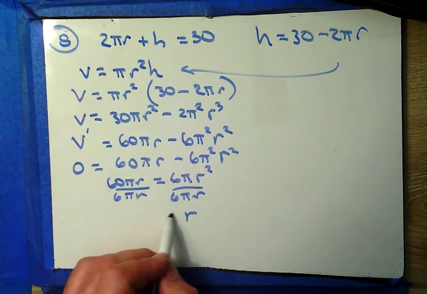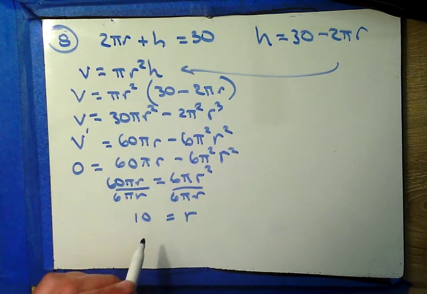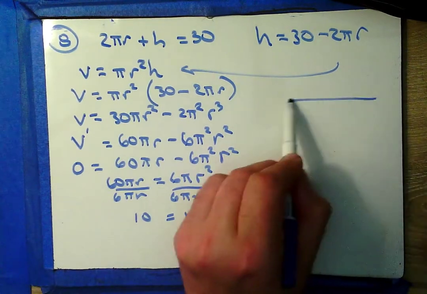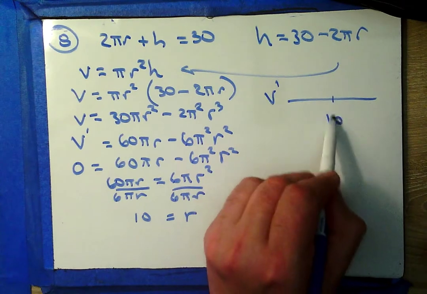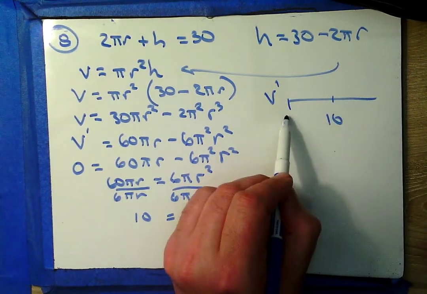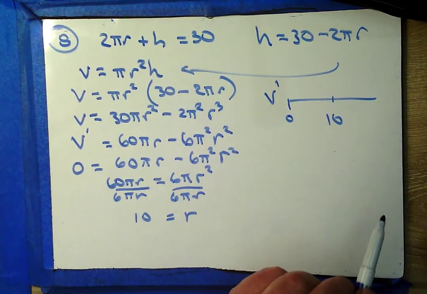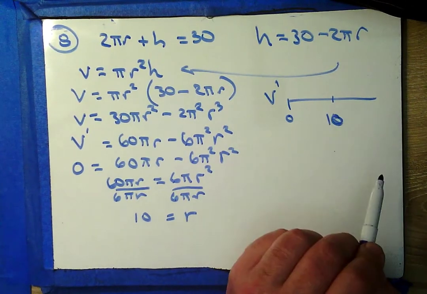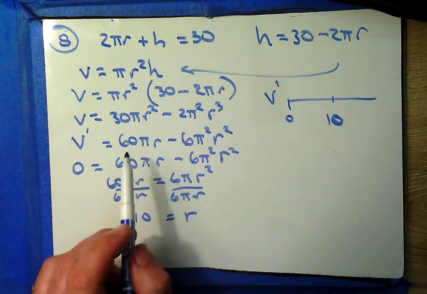And that will give me r equals 10. So it looks like r equals 10. Let's confirm that. V prime at 10. Radius minimum is 0. I can't really have a 0 radius for this cylinder. But let's see what happens when we plug in a 10 into v prime.